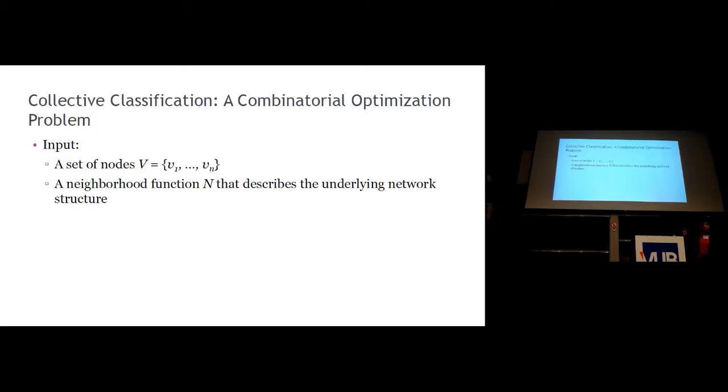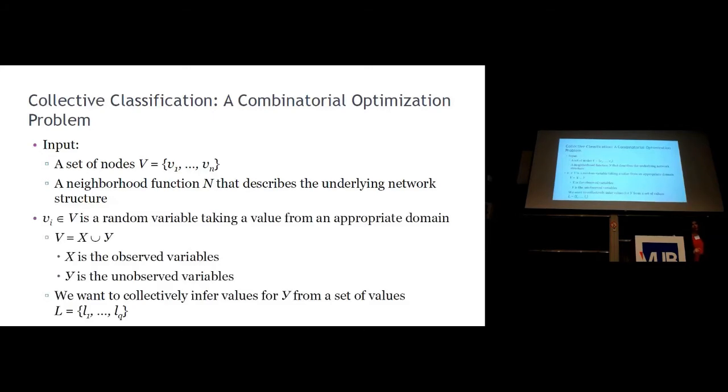So, collective classification, as I said, is a combinatorial optimization problem. I have a set of nodes V, and I'm going to have this neighborhood function N, which gives me the neighbors of a particular node. Here, each V is a random variable, and it can take labels. So far, we've been talking about binary labels, so think about it as fraudulent, not fraudulent, 0, 1, minus 1, 1, whatever is your favorite. And so the set of nodes V can be decomposed into X and Y. X is the ones I have labels for, Y is the ones I do not have labels for. And I want to collectively infer the best labels for Y.